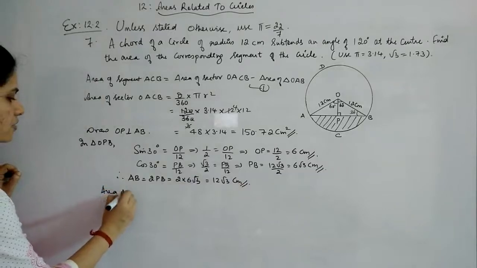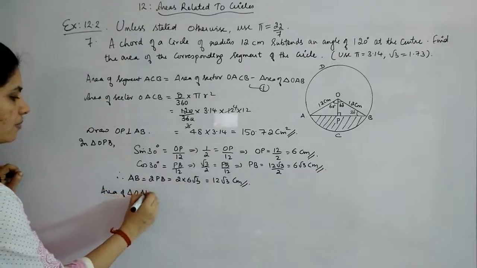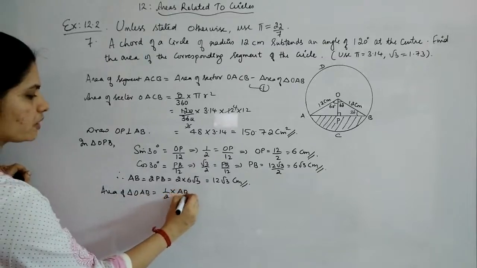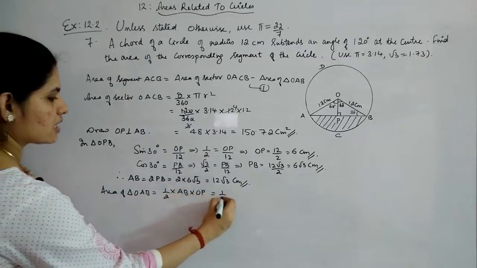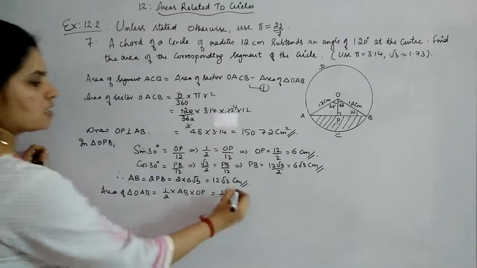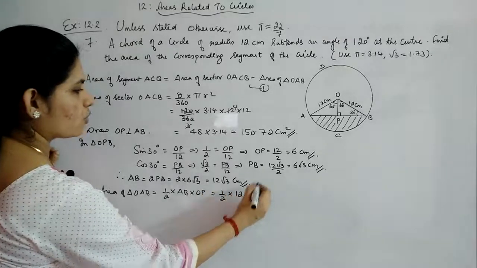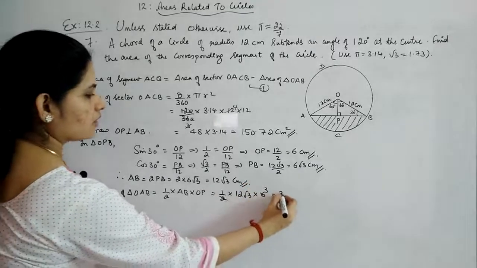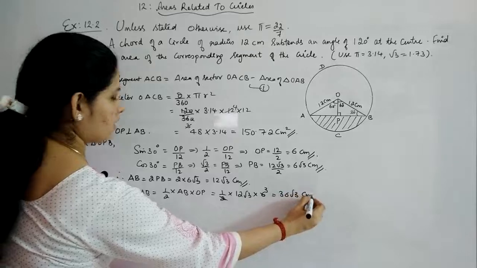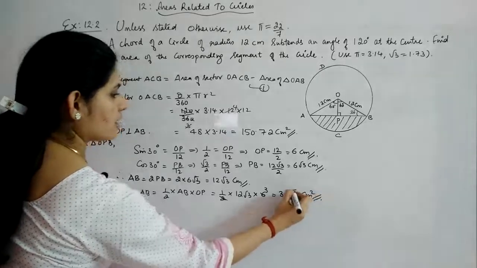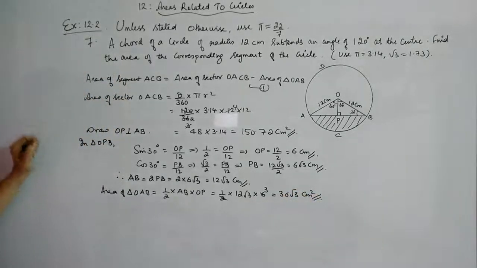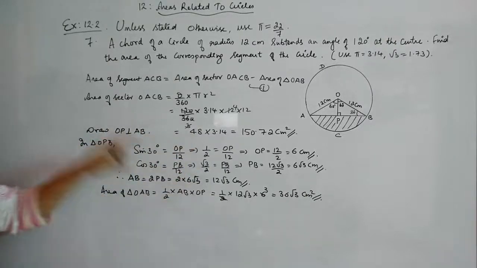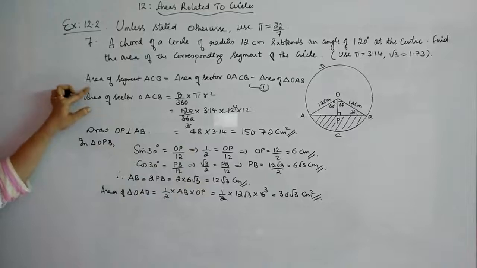Now area of triangle OAB is equal to half into base into altitude. That is half into AB, which is 12 root 3, and OP is 6. So you are getting 36 root 3 centimeter square as the area of the triangle. So one, you have got the area of the sector, and the other one is the area of the triangle. You can just subtract them to get the area of the segment.